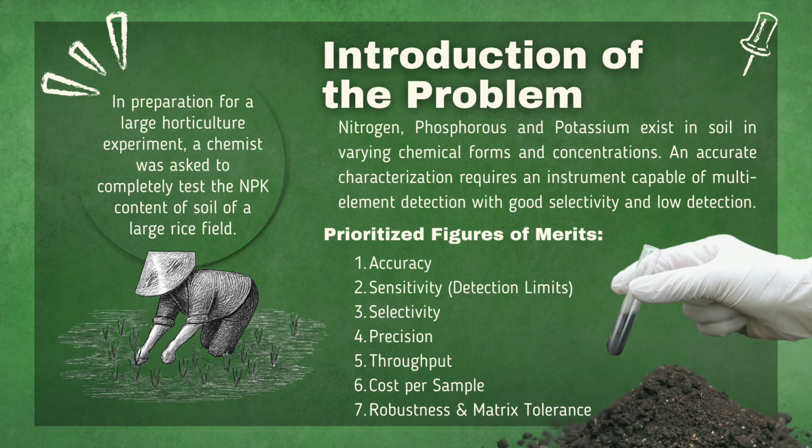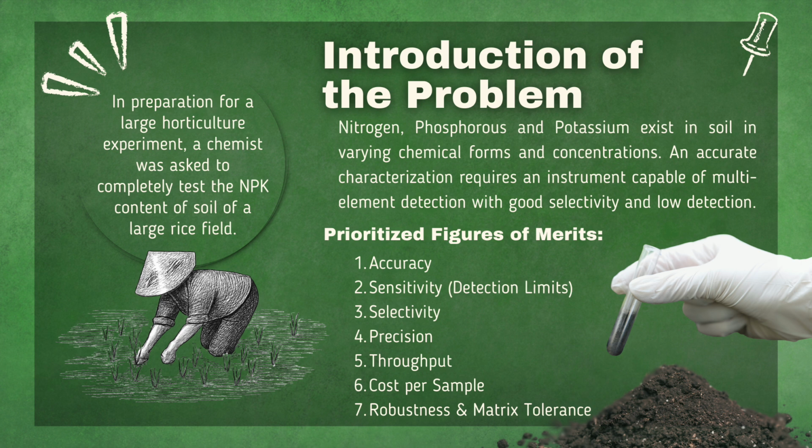In preparation for a large horticulture experiment, a chemist was tasked with fully determining the NPK content of soil gathered from a large ice-filled area. Since nutrient levels will directly influence fertilizer planning, crop performance, and the reliability of the experiment's outcomes, the analytical results must be accurate and scientifically defensible. However, this task presents a major analytical challenge.